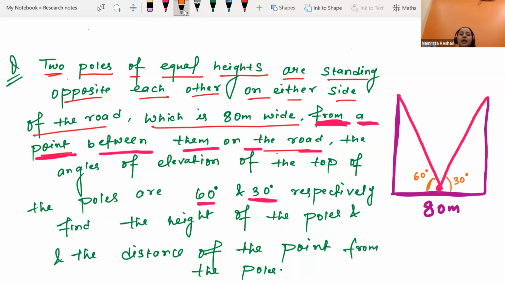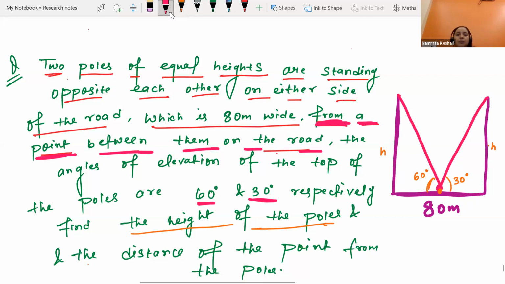Now find the height of the pole. We have to find the height of the pole. Both poles have the same height. If this is h, that is also h. Both poles' heights are exactly the same, as written in the first sentence. We just have to find the h value. Apart from finding the height of the pole, we also have to find the distance of this point from the pole.